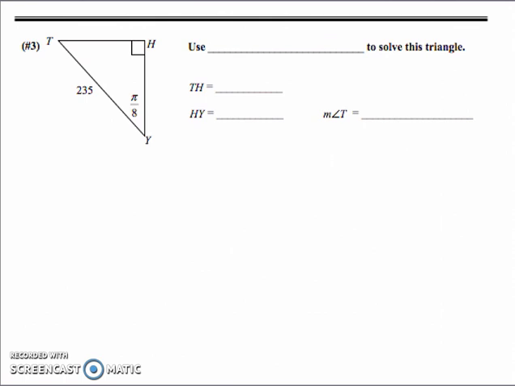So the first thing I'm going to do is find the measure of angle t. That's going to be equal to pi over 2 minus pi over 8, or 90 degrees minus that, which when I find a common denominator is 4 pi over 8 minus pi over 8. That tells me that my missing angle is 3 pi over 8.